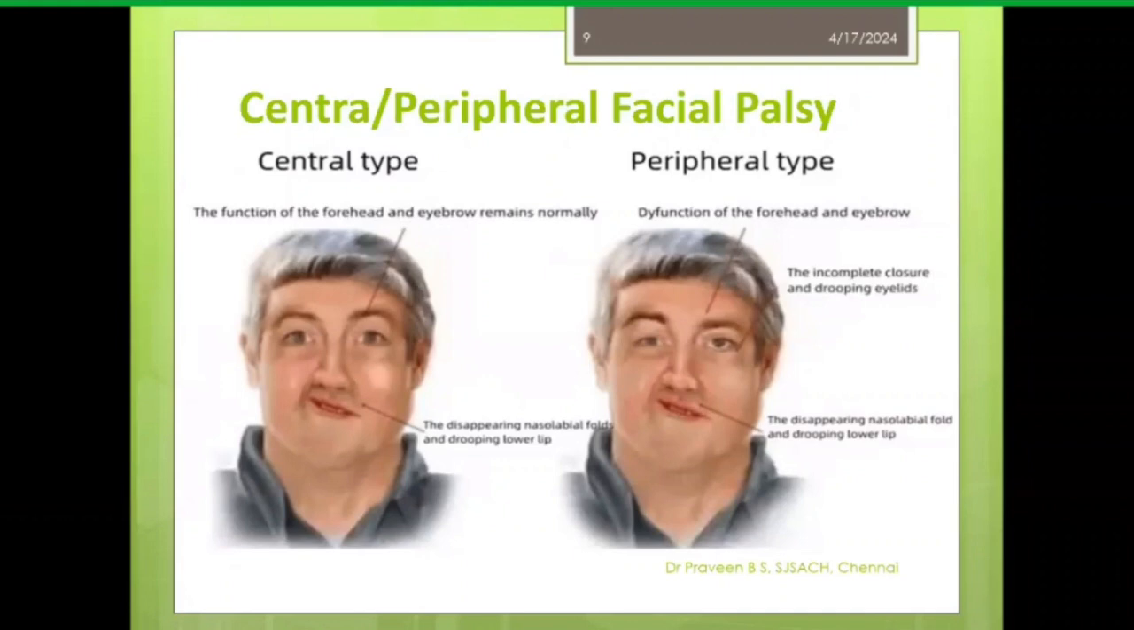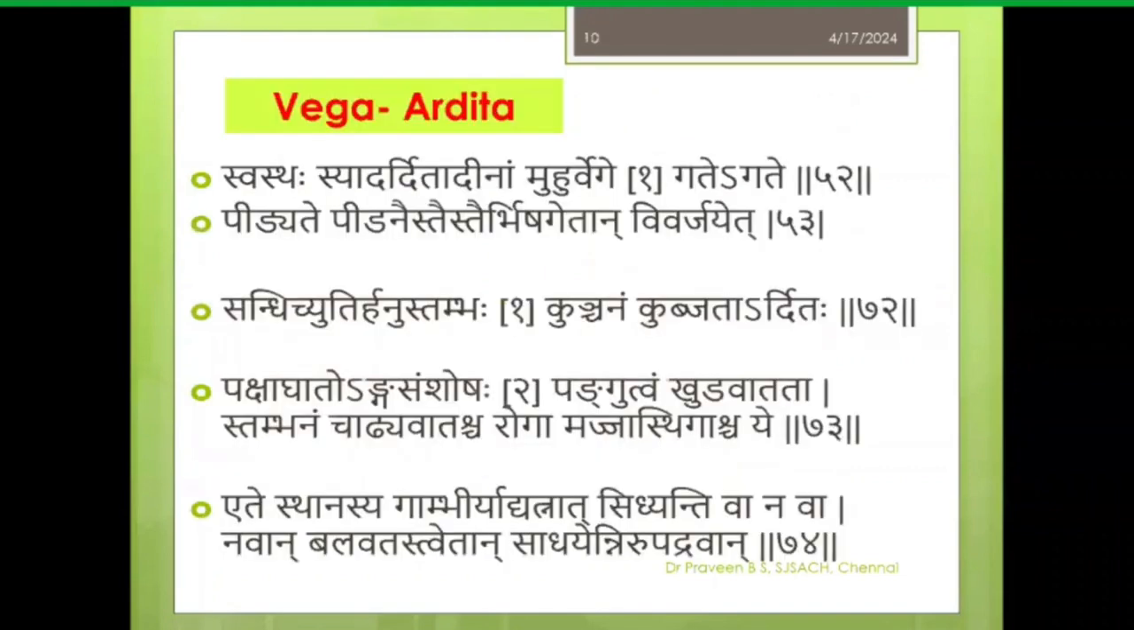These are the pictorial bifurcations of how you can differentiate them as far as clinical presentation is concerned. In the central type, the function of the forehead and eyebrow remains normal, whereas the disappearance of the nasolabial fold and drooping of the lower lip are seen. In the peripheral type, there is dysfunction of the forehead and eyebrows, incomplete closure and drooping of the eyelid, and the disappearing of the nasolabial fold and drooping of the lower lip are also seen. This is how you can practically and clinically bifurcate them.